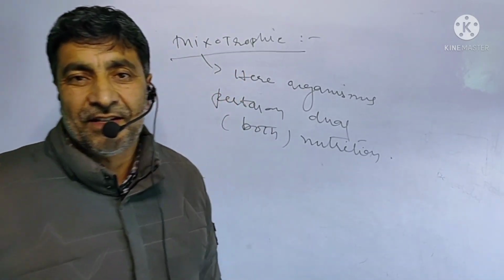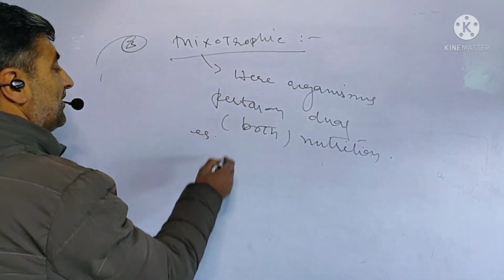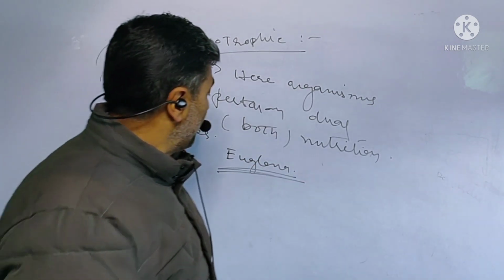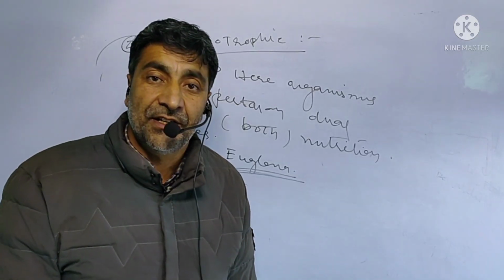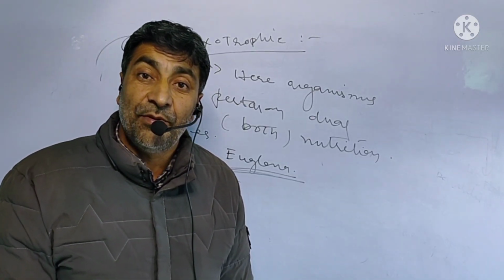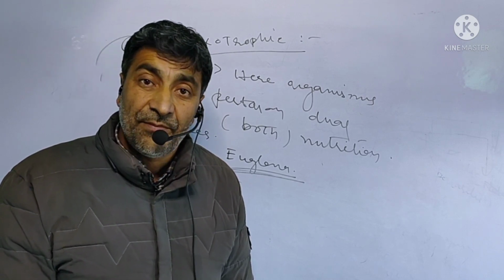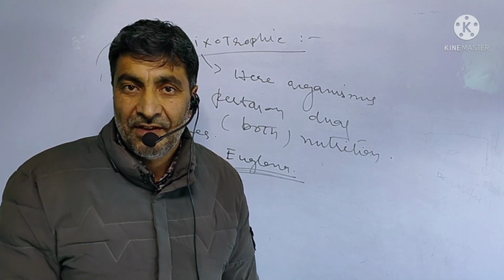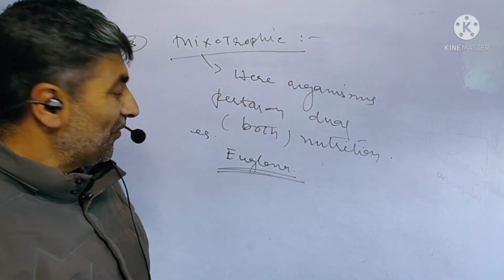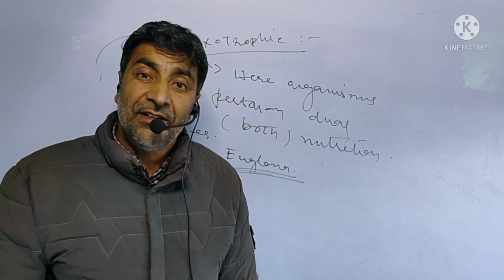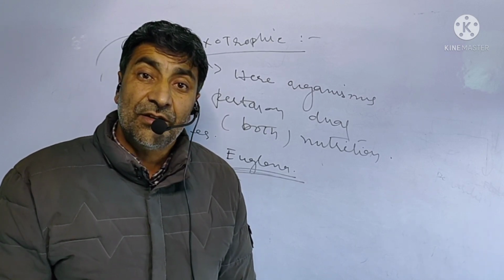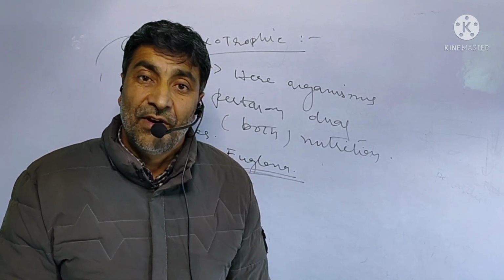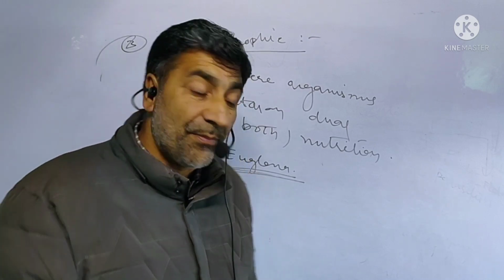Okay, I will cite a very important example, that is Euglena. Shabash beta. As I told you already in the previous lecture, Euglena is normally photoautotrophic when light is available. It performs the photoautotrophic mode of nutrition as it possesses chloroplast. But when light is not available, it switches over to the saprotrophic mode of nutrition. So it shows two nutritions: one is photoautotrophic, another is saprotrophic.